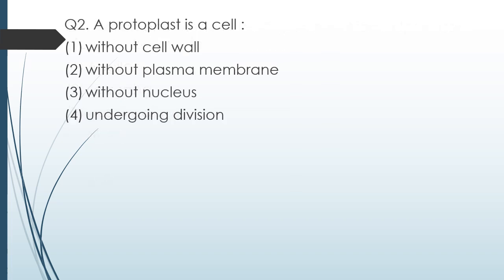Question number 2. A protoplast is a cell without cell wall, without plasma membrane, without nucleus, undergoing division. What is a protoplast? The correct answer is option 1, without cell wall. So cytoplasm plus plasma membrane gives protoplast.